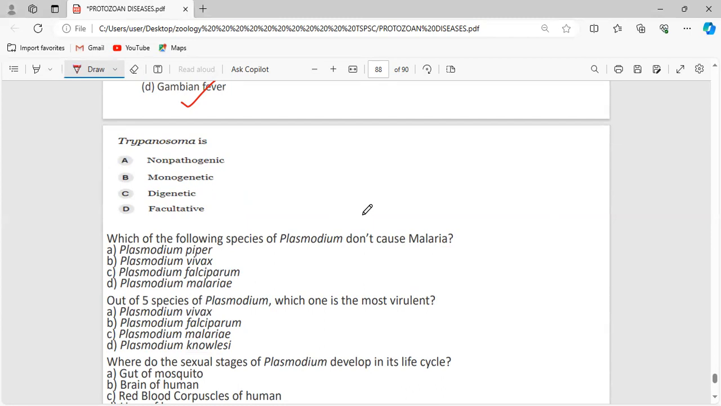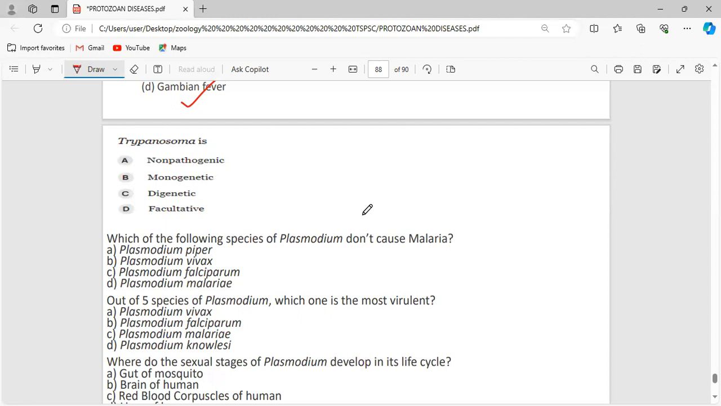Digenetic. And what are the two different hosts needed to complete their life cycle? List them. Very good. Man and tsetse fly. And man is the vertebrate host, tsetse fly is the invertebrate host.